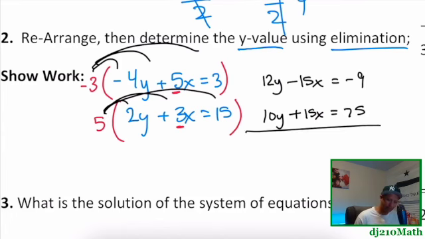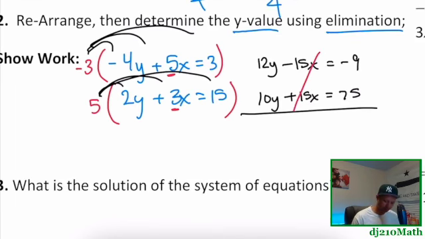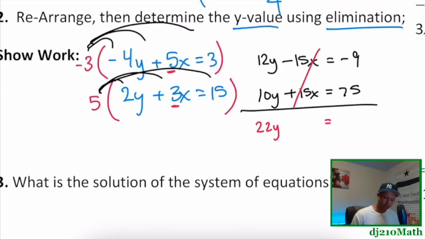Okay, now when we add, you always add. The 15s cancel because we designed it that way. 12y plus 10y is 22y. And then negative 9 plus 75, right? You're adding them together. You're going to get positive 66.